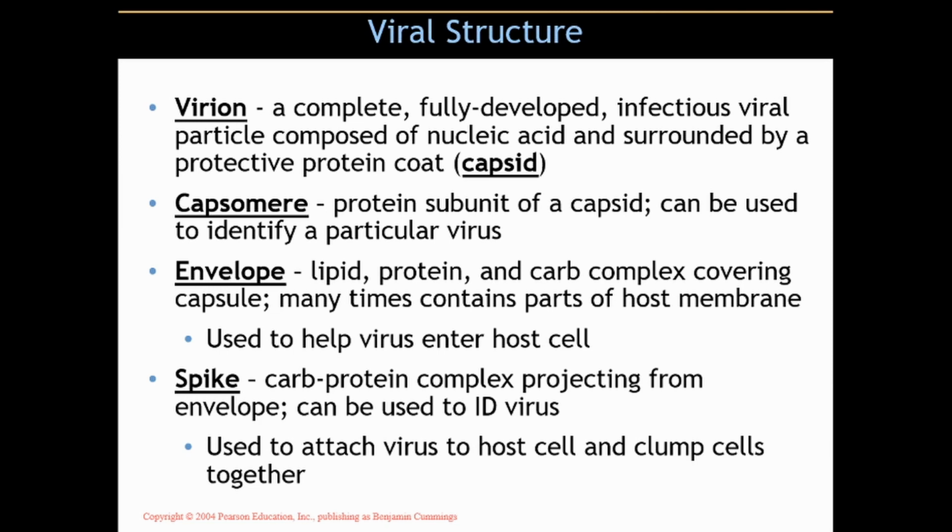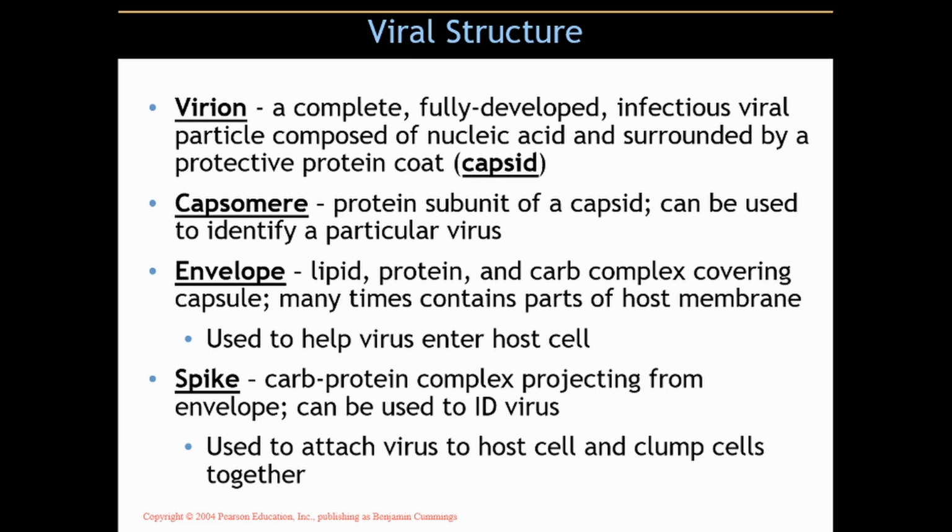A virion is a complete, fully developed infectious viral particle. It's got its nucleic acid and a protective protein coat called a capsid. So it's fully grown, fully developed, ready to go out and cause infection. It enters another cell, makes more of itself, and causes the cell to burst. The cell bursts, releases all the baby viruses, and it goes and spreads.